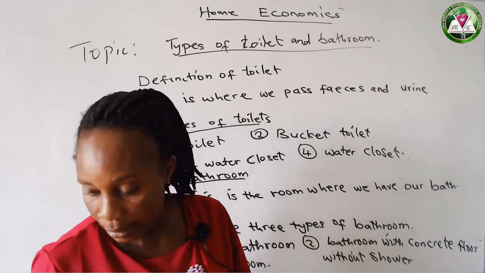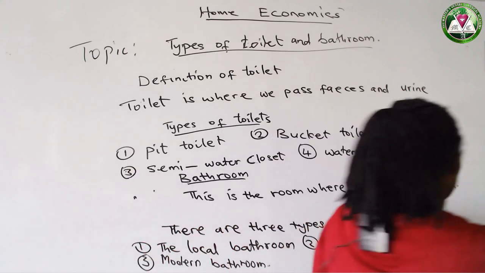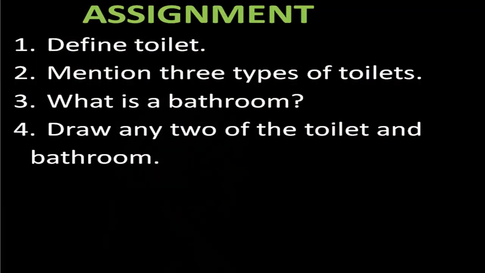Now, children, take your assignment. Number one, define toilet. Number two, mention three types of toilets. Number three, what is a bedroom? Number four, draw any two of the toilet and bedroom.